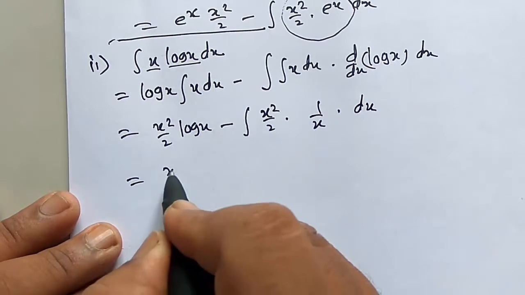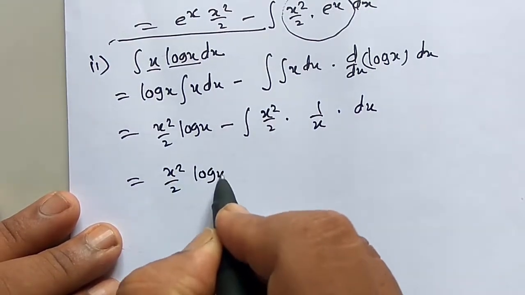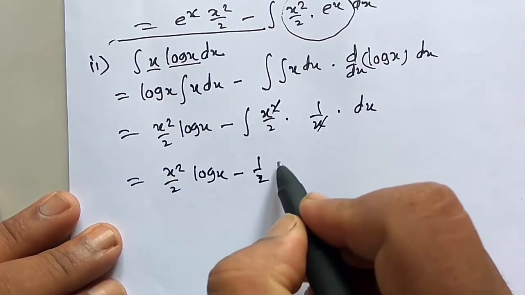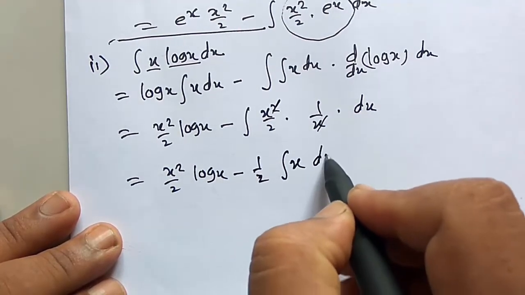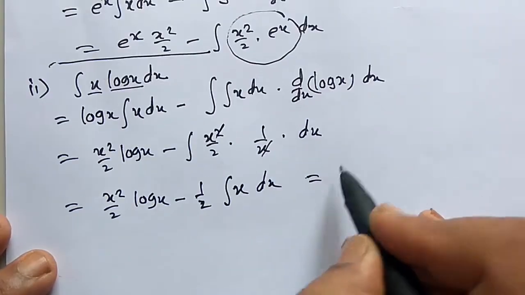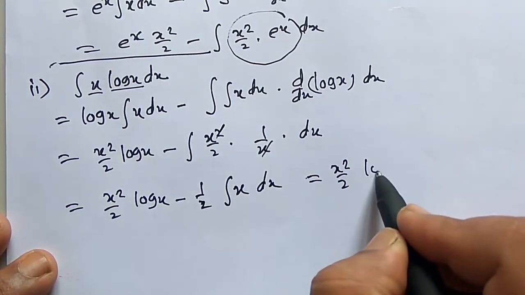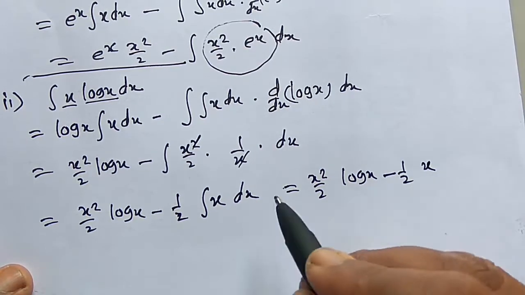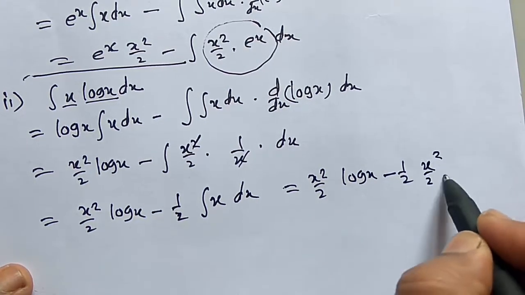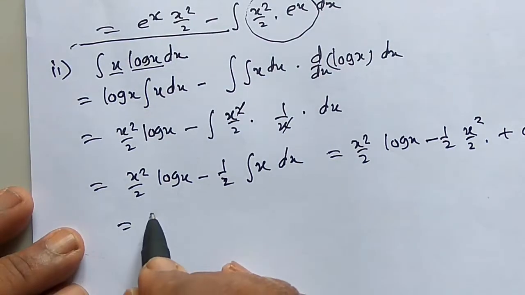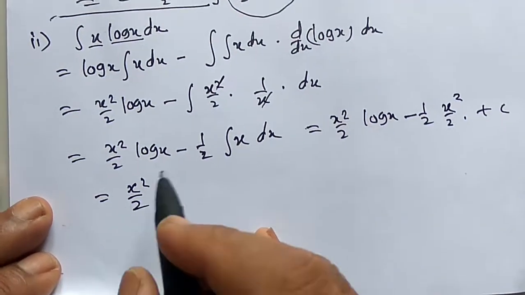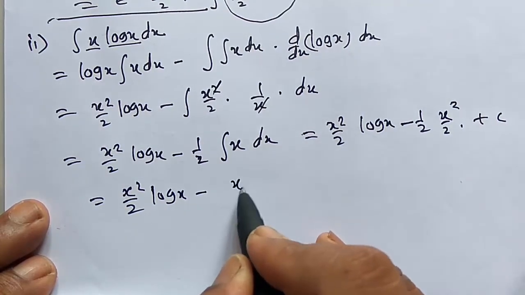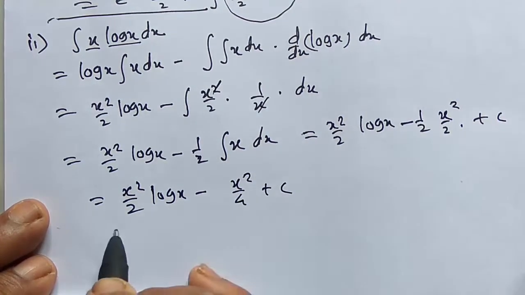So this is equal to x square upon 2 log x minus, 1 factor of x gets cancelled, 1 upon 2 x dx. It is equal to x square upon 2 log x minus 1 upon 2 integration of x, which is x square upon 2, plus c. So this is equal to x square upon 2 into log x minus x square upon 4 plus c. So this is the answer.